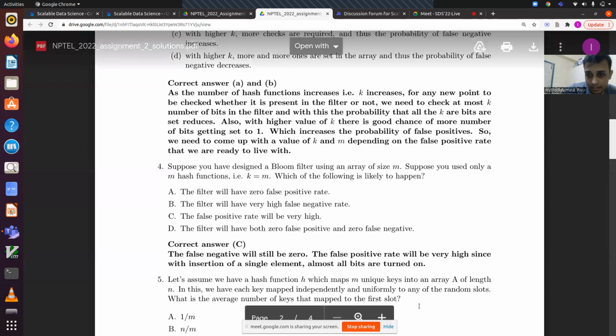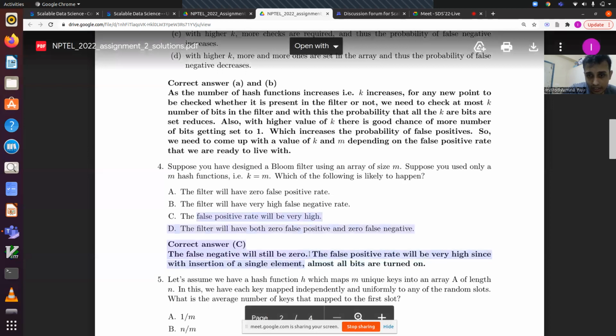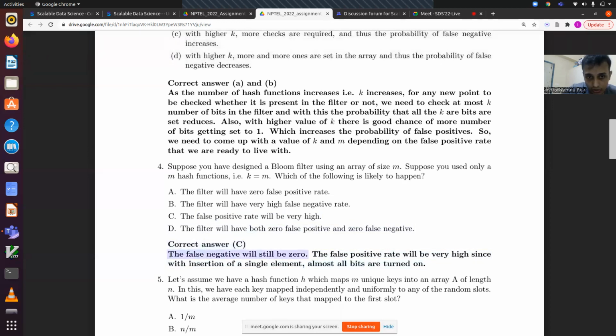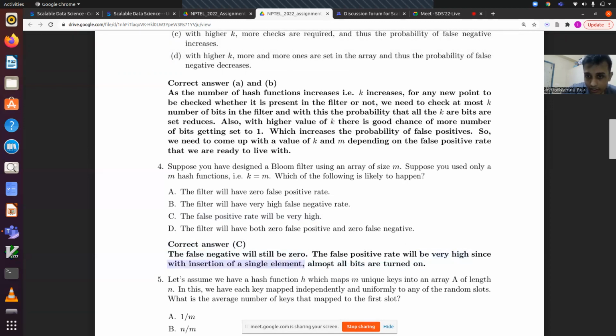That's what it's saying here also. The false negative is still 0, but the false positive rate will be very high. The false positive will be very high because even if we insert one element, all the bits get turned on. Why? Because there are as many hash functions as there are bits. Clear.